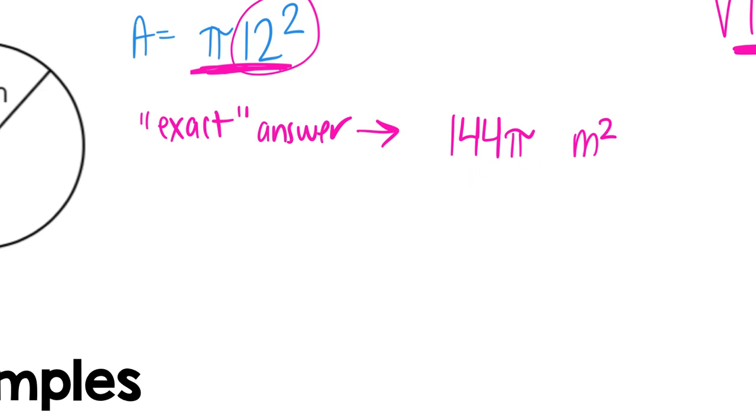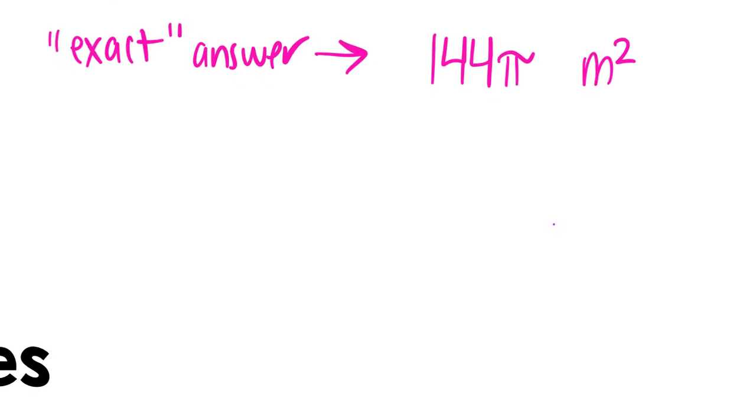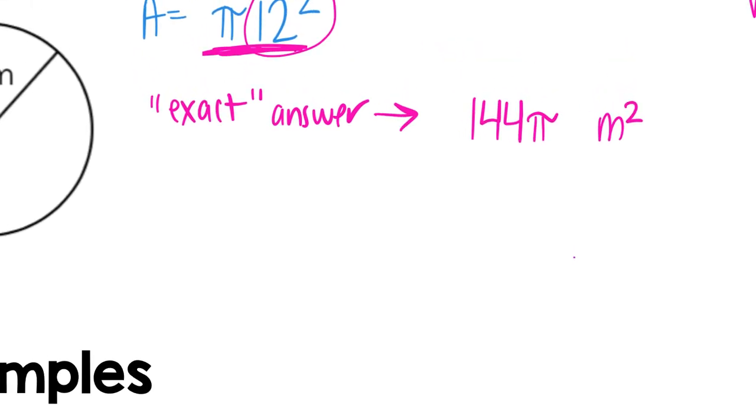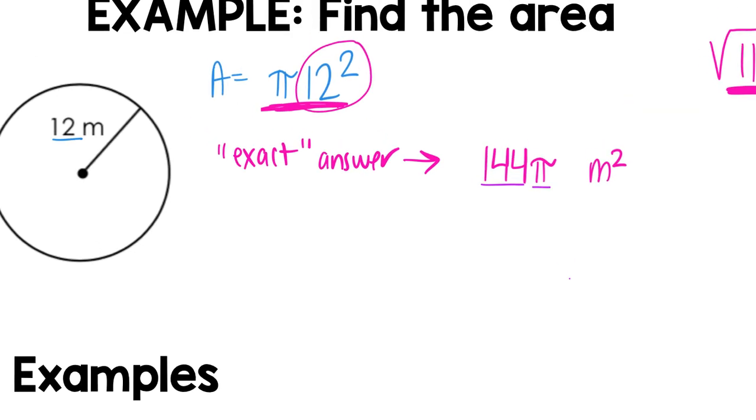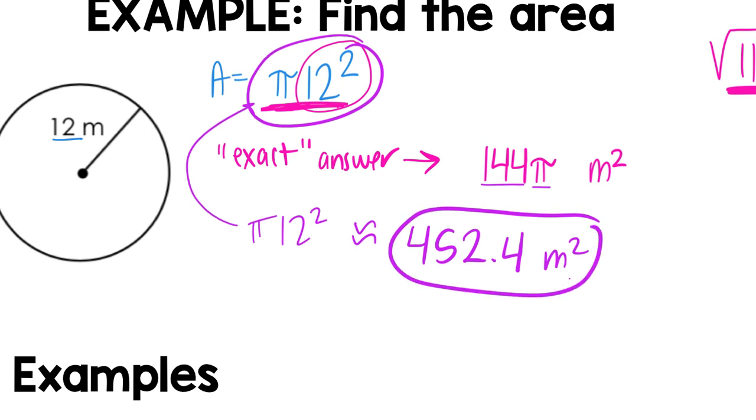But if you want to get an estimate of what the area actually is, you can multiply that out in your calculator. So in the calculator, you can type in 144 times pi, or you can type it in exactly how it looked in the beginning. You can type pi 12 squared and just hit enter, and it should be approximately 452.4 square meters. And I want you to go ahead and try to type that to make sure you're getting this answer. I want you to find the pi button in your calculator.